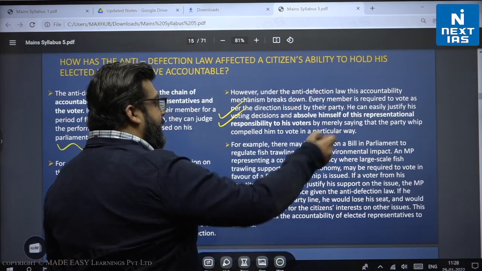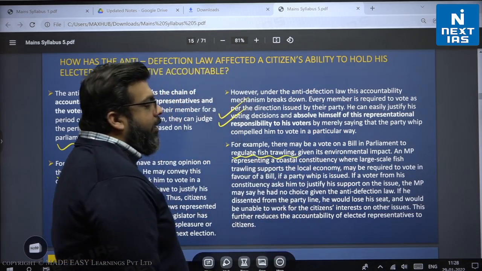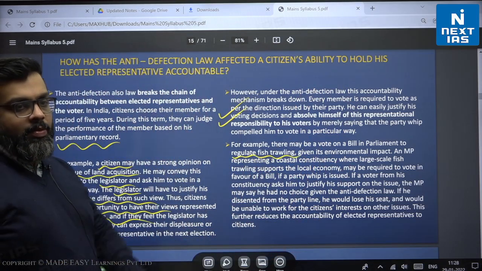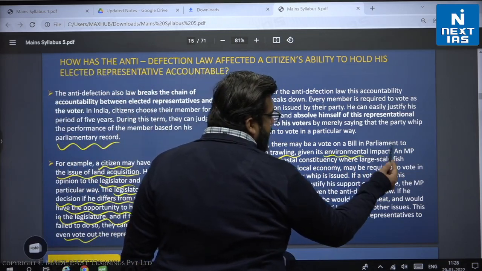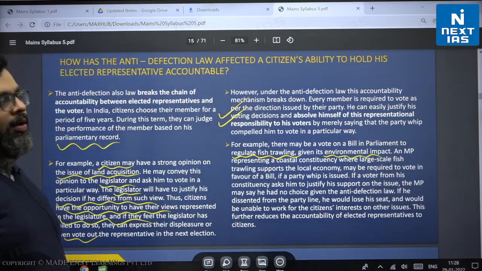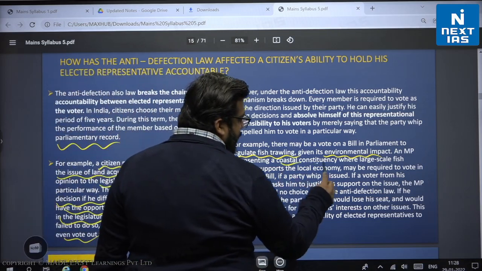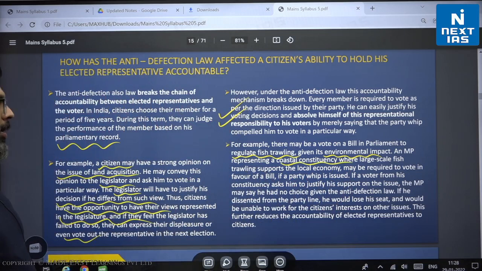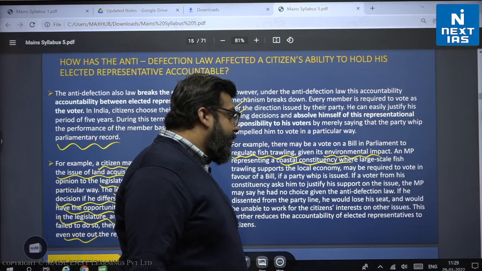For example, let us say there is a vote on a bill to regulate fish trawling. Fish trawling is basically fisheries and pisciculture around the coastal areas, and of course it had an environmental impact because it leads to affection of biodiversity and marine life. Now an MP which represents a coastal constituency where large scale fish trawling supports the local economy, you will have to vote in favor of the bill, right?